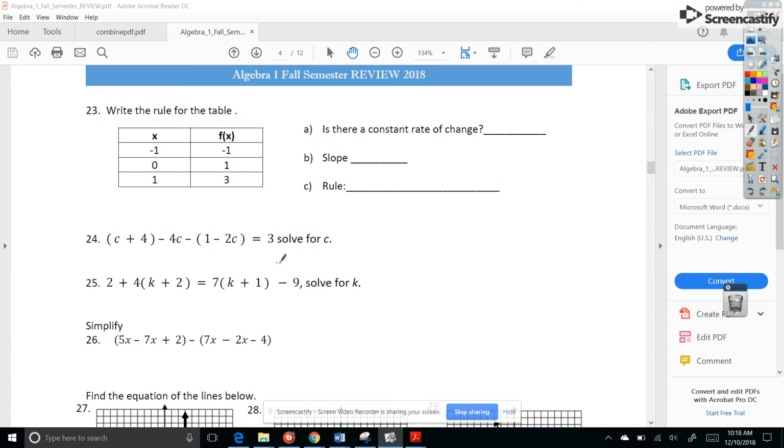Okay, solve for C. I have distributing a negative. These are in parentheses, but there's nothing in front of it or nothing to do with it. So I'm just going to combine like terms here.